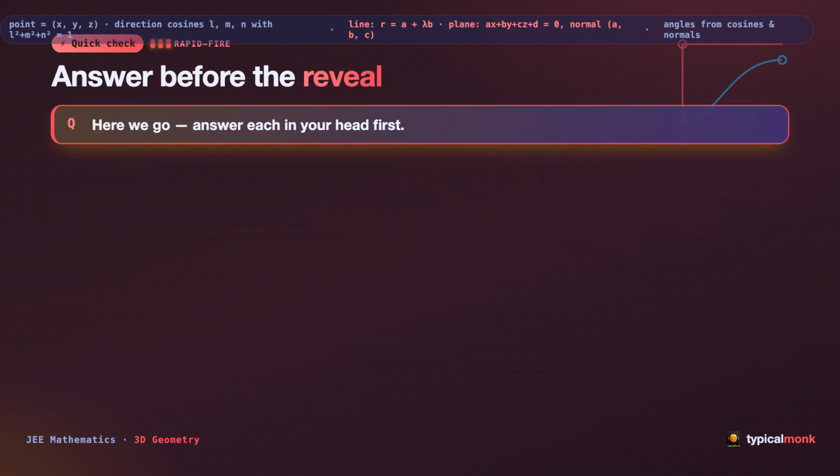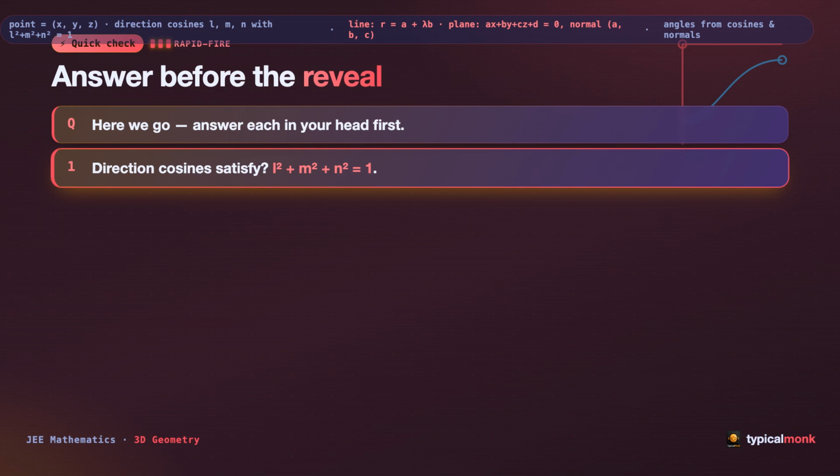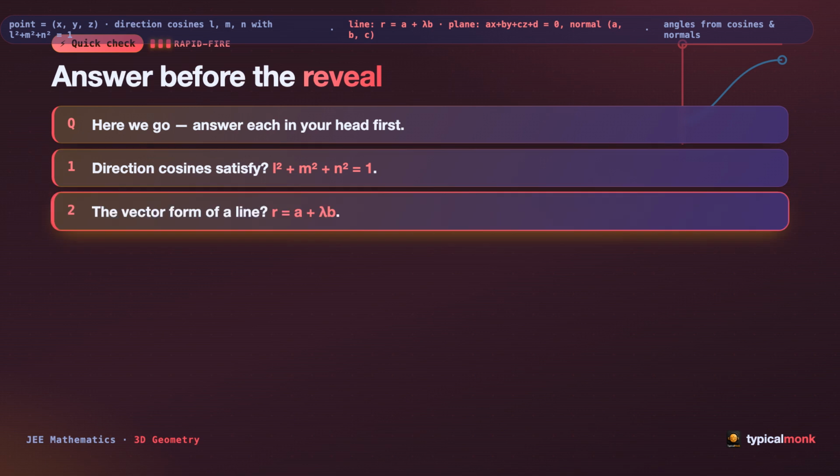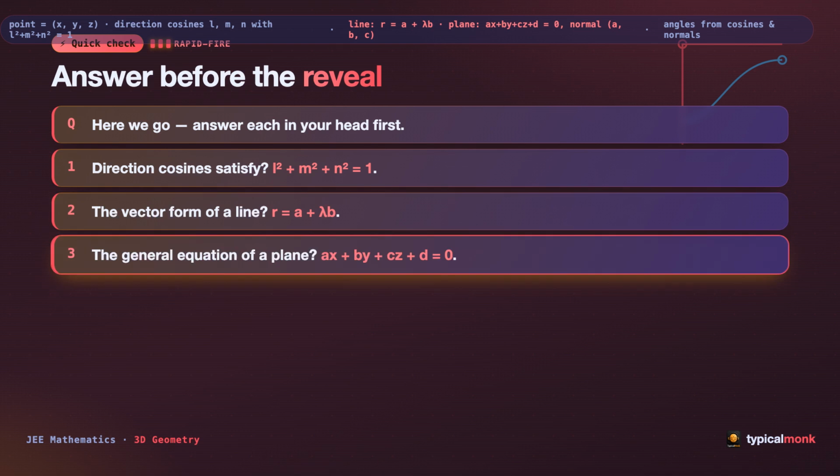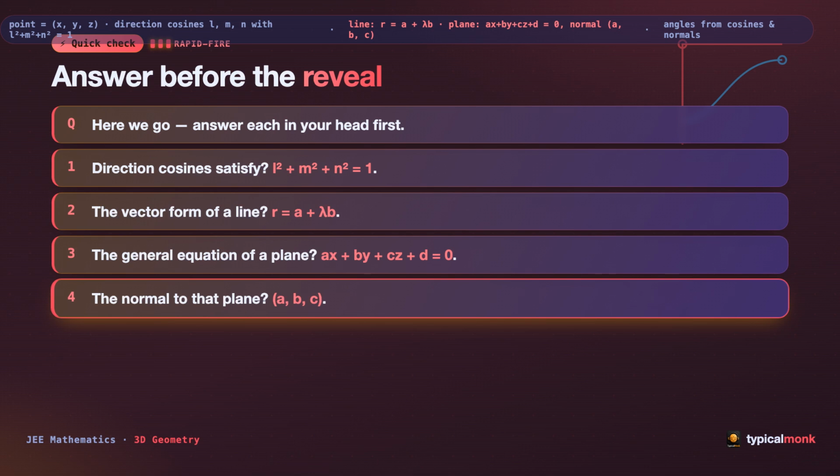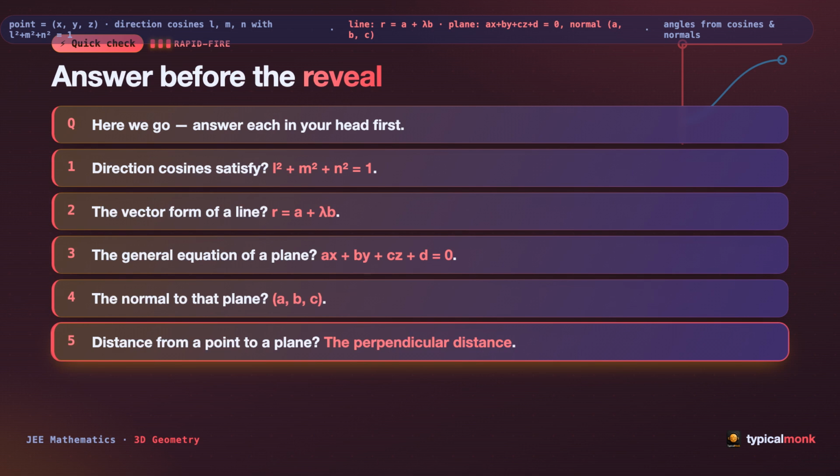Now test yourself. Answer in your head before the reveal. That is how a JEE rank is built. Here we go. Question 1. Direction cosines satisfy l squared plus m squared plus n squared equals 1. Question 2. The vector form of a line, r equals a plus lambda b. Question 3. The general equation of a plane, ax plus by plus cz plus d equals 0. Question 4. The normal to that plane, the vector a, b, c. And question 5. The distance from a point to a plane, the perpendicular distance.